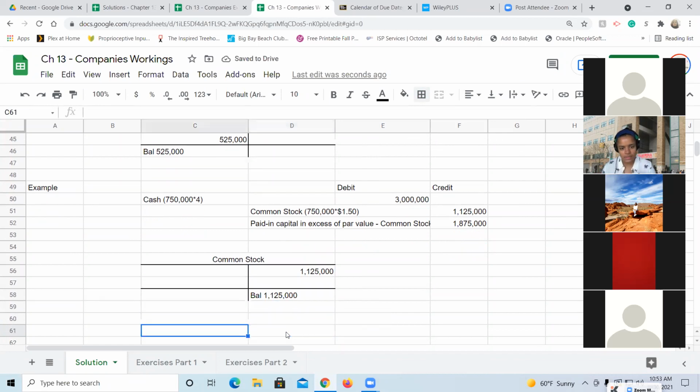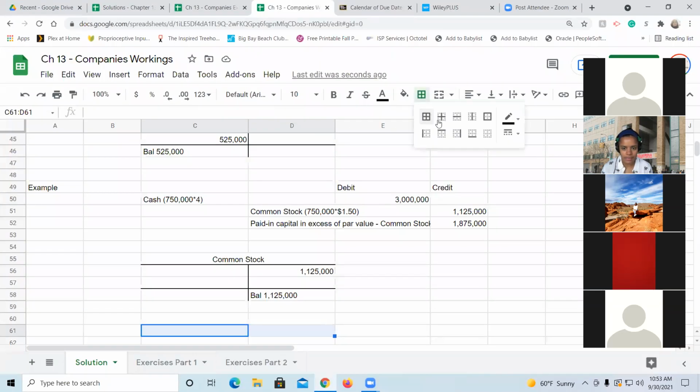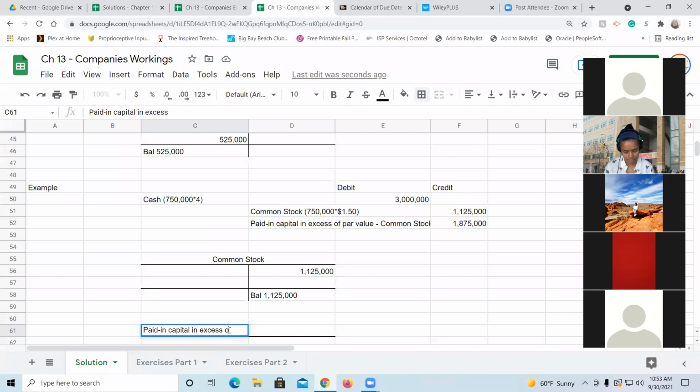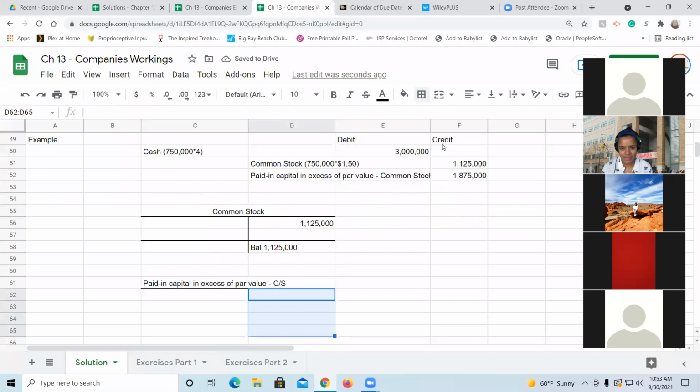Yes. So you walk me through the paid in capital. Same thing, paid in capital in excess of par value, and then you do a credit of 1,875,000, and then the balance will be the same. I'm getting a little bit tired of writing out this whole thing, so I'll do it. When you are doing this in Wiley, the names will already be there. So it's the 1,875 that we get from there, and then we're just gonna balance it out.